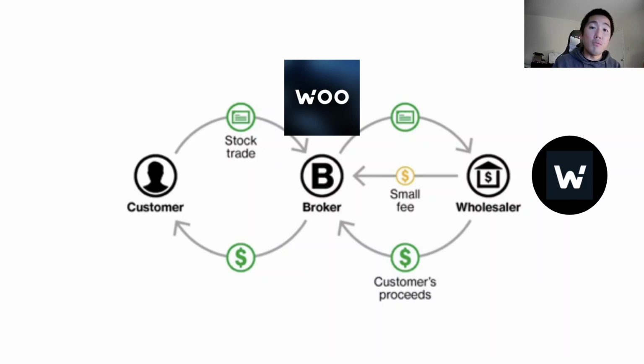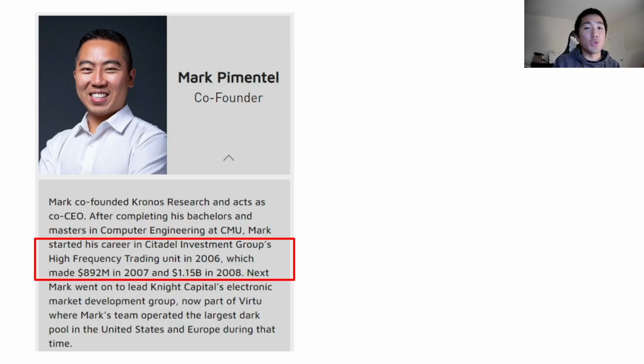So this seems awfully complicated, right? There's a lot of things going on in the back end. So if Woo wants to do this, you want the team to have relevant experience and know what they're doing. Well, let's take a look at the co-CEO, Mark Pimentel. He literally worked at Citadel, right? Trading millions and billions of dollars every single year. So he knows how dark pools work. He knows how to talk to market makers or quant trading firms and knows their needs and demands.